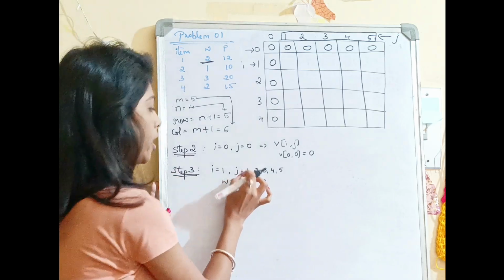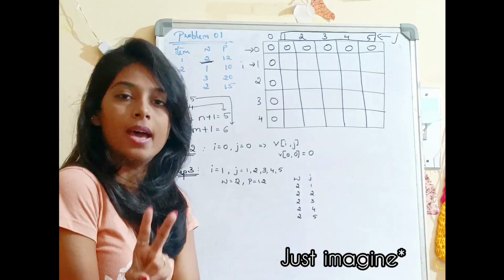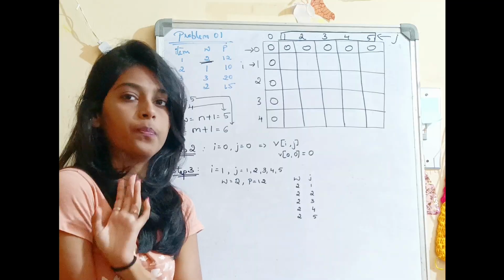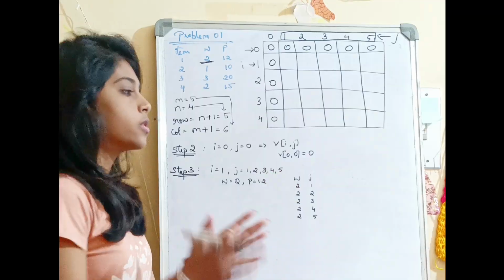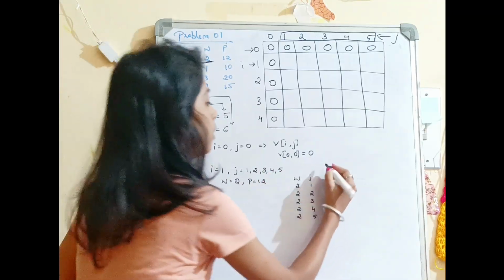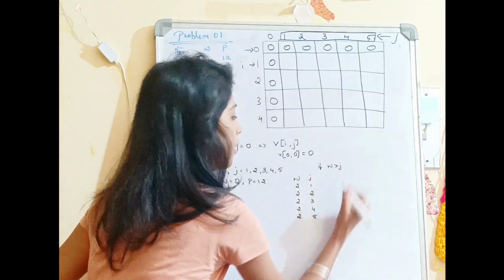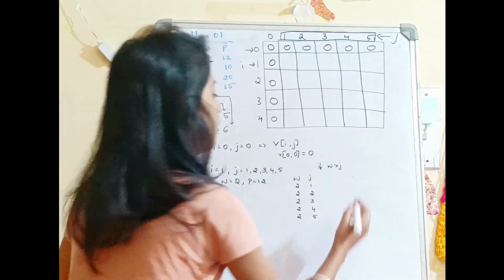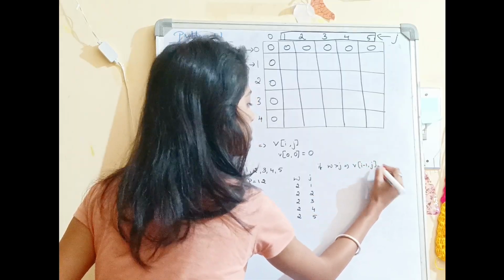See, my J is 1, 2, 3, 4, 5. This means that each block has 2 kgs of capacity. Fine. In order to fill the object. So now where the formula comes. If W is greater than J. Okay. If W is greater than J, we will be using V of I minus 1 comma J.